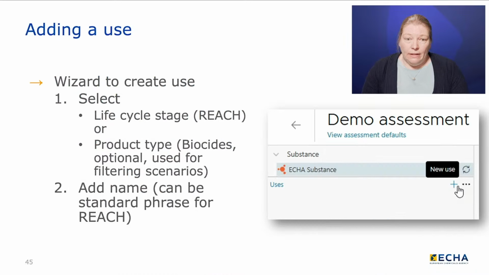So let's have a look at these options. As we saw before, and as you can see here again in the screenshot, if you want to add a use, you can click on the plus at the top of the tree next to uses. When you do that, you will get a wizard. In the first step of the wizard, you need to select, if you're in a REACH assessment, the life cycle stage. If you're in the biocides assessment, you can select the product type, or PT. Then you go to the second step of the wizard, and there you define the name of the use. Good to note that for a REACH assessment, the name of the use can also be defined with a so-called standard phrase.